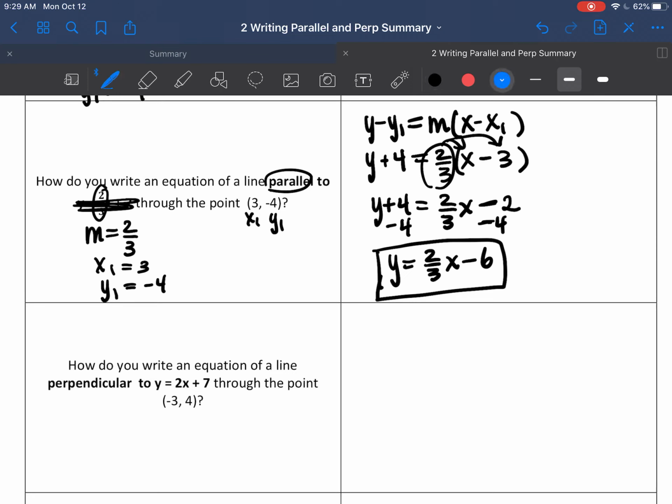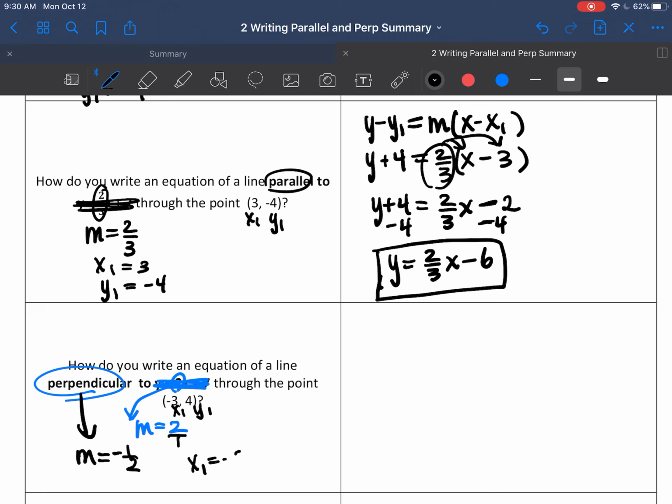Okay, how do you write an equation of a line perpendicular to y equals 2x plus 7 and through this point? Steal the slope. Don't look at it anymore. Okay, so this time we want perpendicular. That means we need to flip this fraction and flip the sign. So our slope is negative 1/2. And then we have a point. Don't forget to flip it. Flip the sign, flip the fraction.